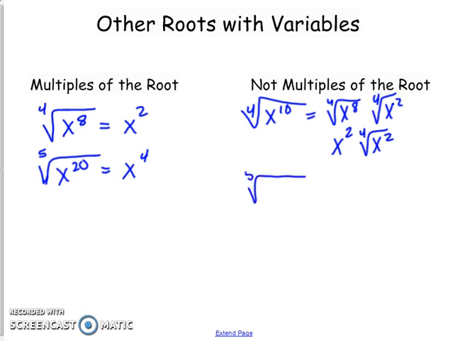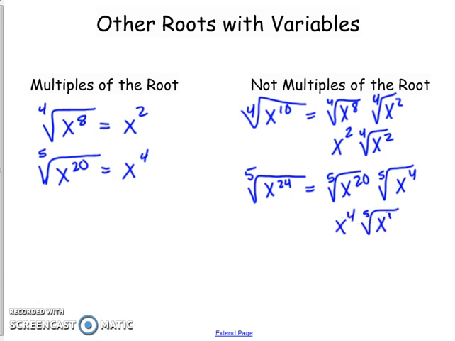So if I have like the 5th root of x to the 24th. Since 24 is not a multiple of 5, the closest multiple of 5 would be 20. So if I break it into x to the 20th and x to the 4th, so the 5th root of x to the 20th, 20 divided by 5 is going to give me x to the 4th, and then I have this 5th root of x to the 4th left over.